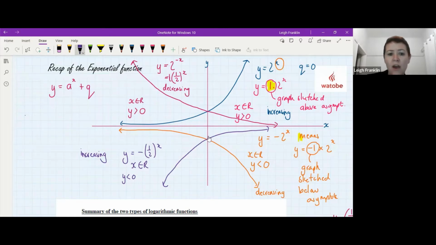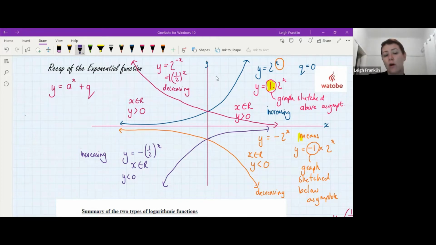Okay, so they often ask you about reflections over x and y axes. And it's important to note with the exponential function that a reflection over the x-axis or the y-axis is not an inverse.